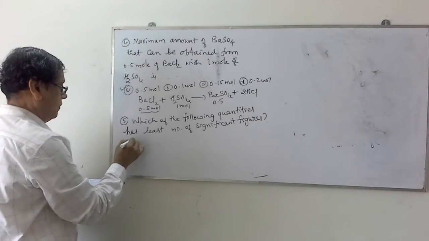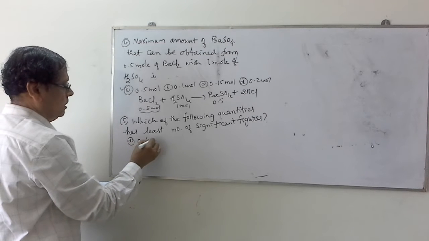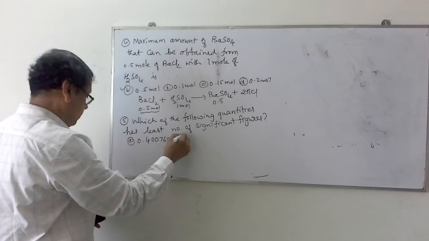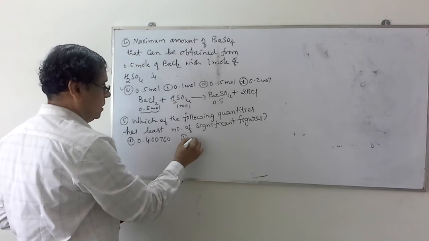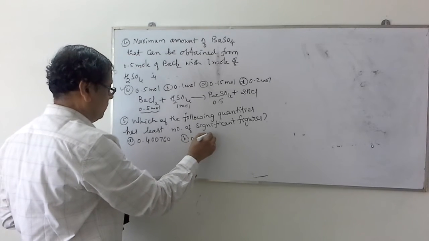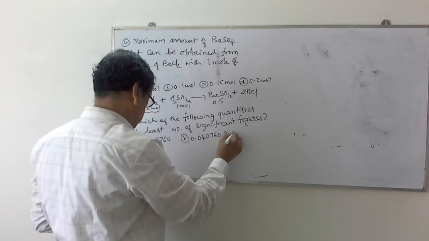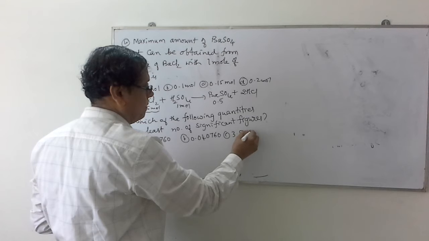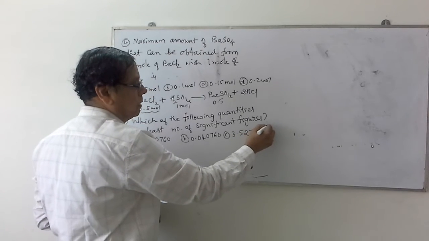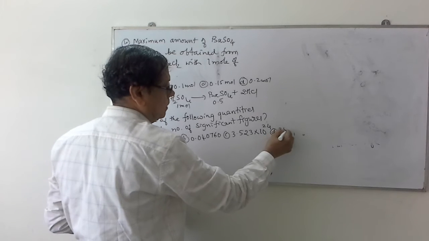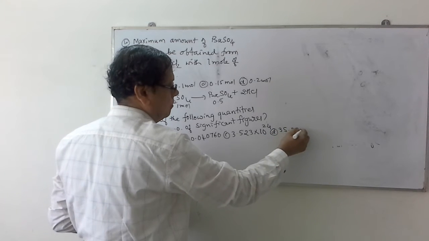Option A: 0.400760. Option B: 0.040760. Option C: 3.523 into 10 power 24. And option D: 35.230.